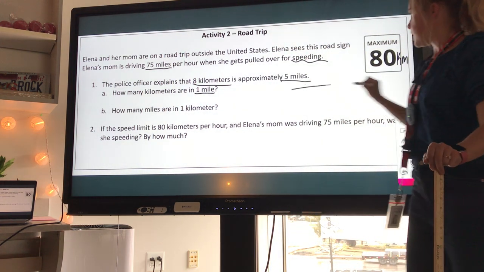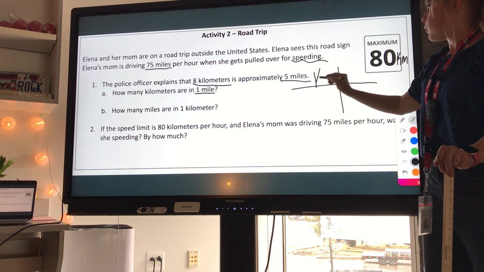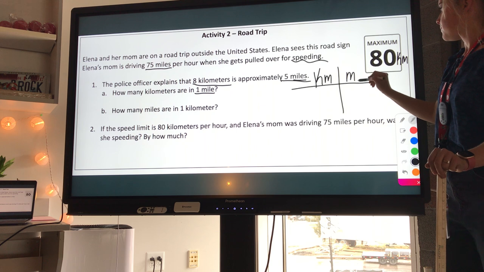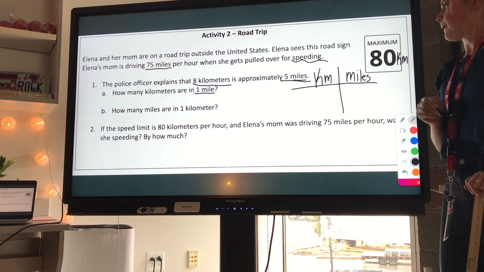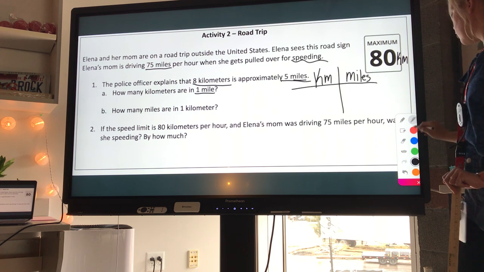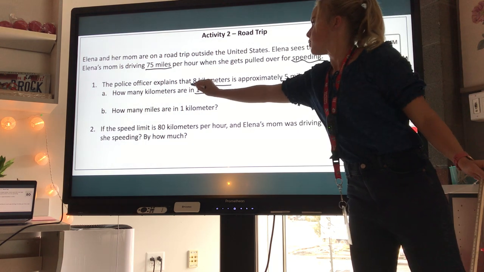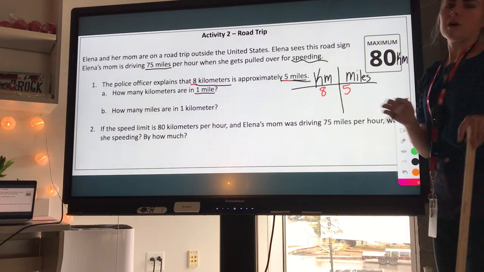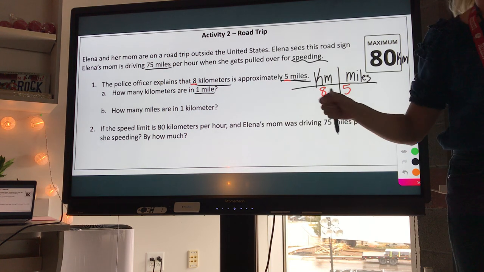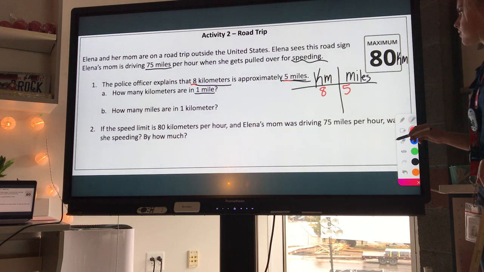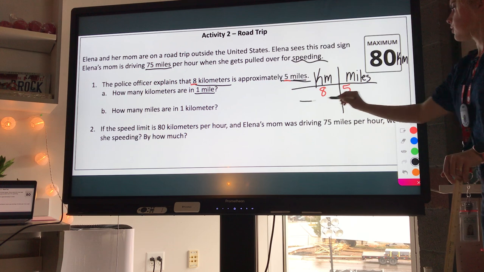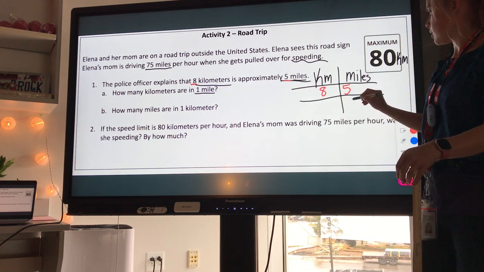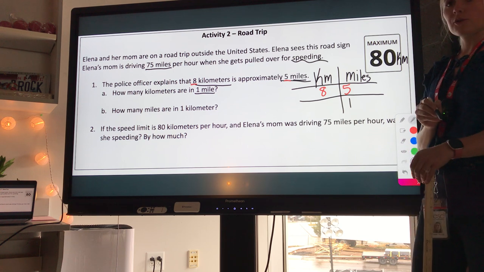So we're going to draw a table. Tables are our friends. We've got kilometers, and we've got miles. Okay? And we're going to put our first ratio of kilometers to miles. So we have 8 to 5. I'm going to put it on my table. I'm going to pause the video if I need some time to write it on my paper. Then I'm going to draw a new row. It says how many kilometers are in 1 mile. So I'm going to put 1 here under the miles.